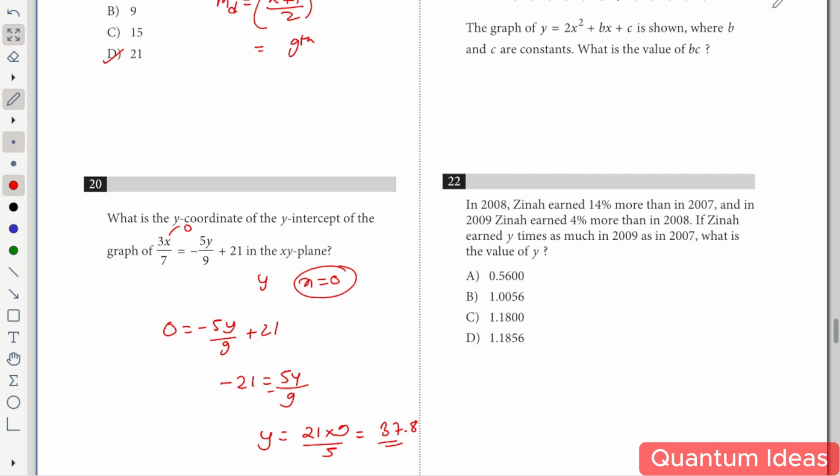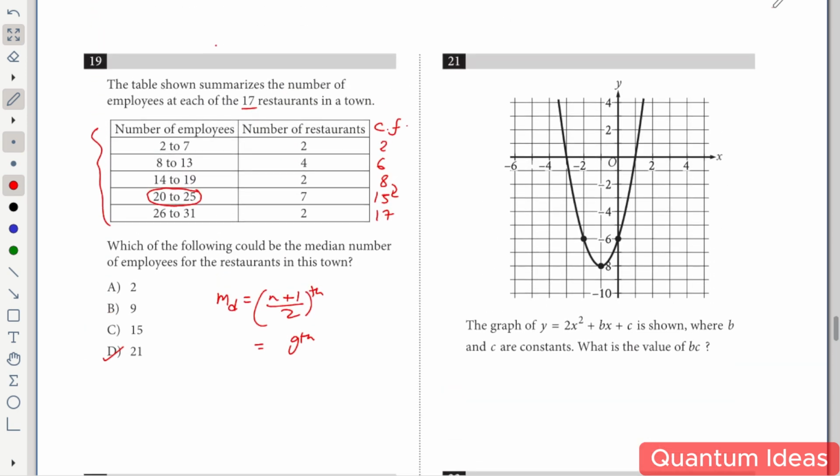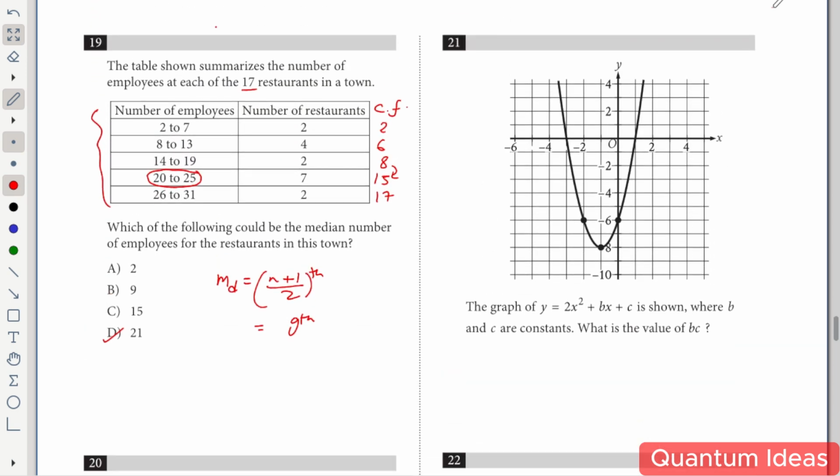Okay, let's move to the next one, 21. So we are given the graph. The graph of this is shown where b and c are constants. What is the value of bc? So c is basically the y-intercept. You can see here, this is the y-intercept. c is minus 6. So this equation can be written as y equals 2x squared plus bx minus 6.